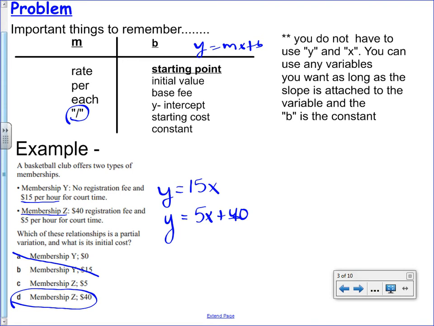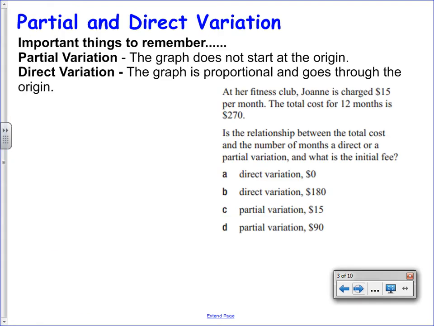So that's given a word problem. Again, here we just talked about partial and direct variation. Important things to remember: partial variation, the graph does not start at the origin, which means it does not have a starting point of 0. Direct variation, the graph is proportional and goes through the origin, which means it goes through 0.